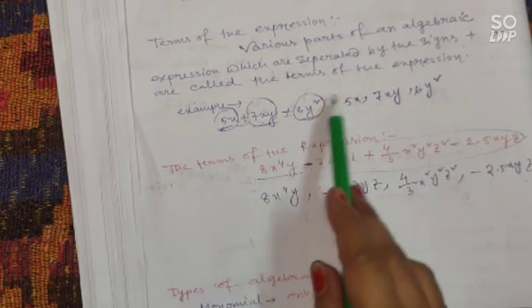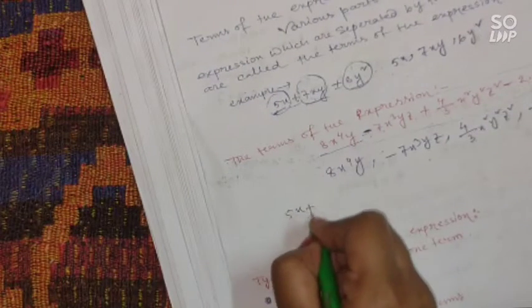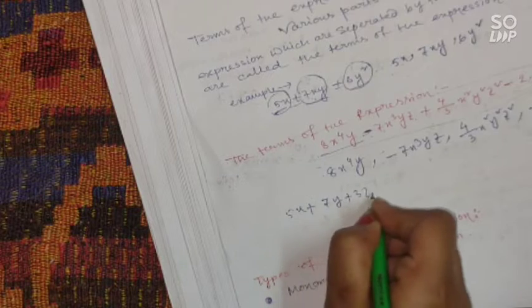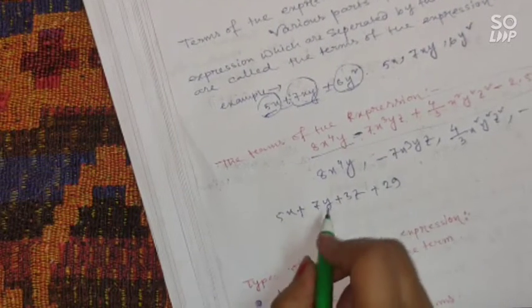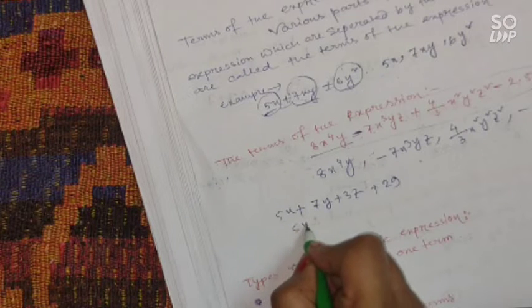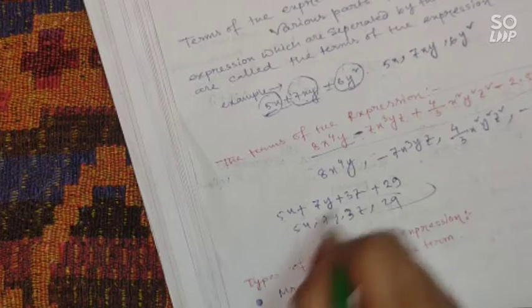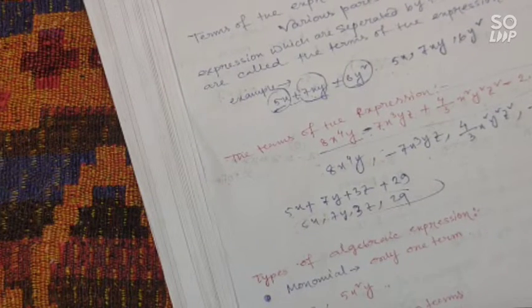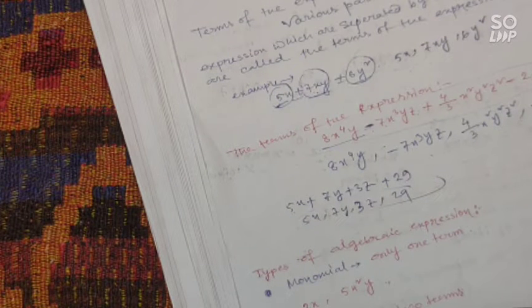So these are the terms of this expression. How many terms are there in this expression? 1, 2, 3. If I write 5x plus 7y plus 3z plus 29, what are the terms of this expression? 5x, 7y, 3z and 29. These are the terms of this expression, and this expression has 1, 2, 3, 4 terms.